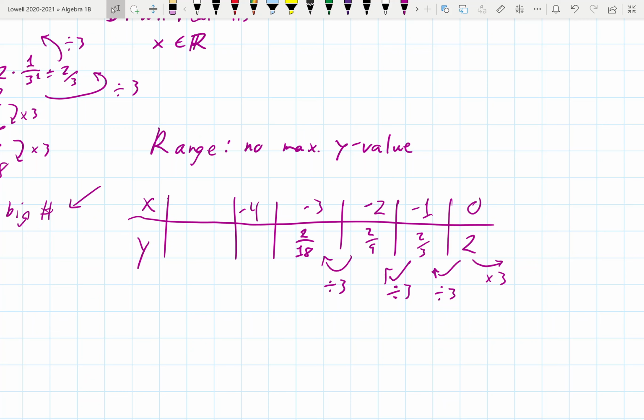But the question is, how small does it get? I think you should pause the video here and just think about that question. If we keep dividing by 3, dividing by 3, dividing by 3, where are we going to end up?